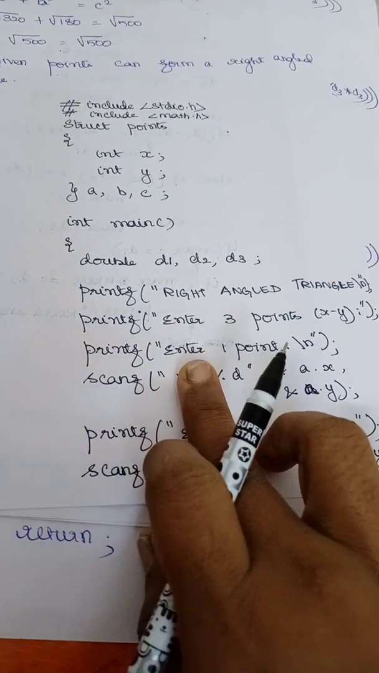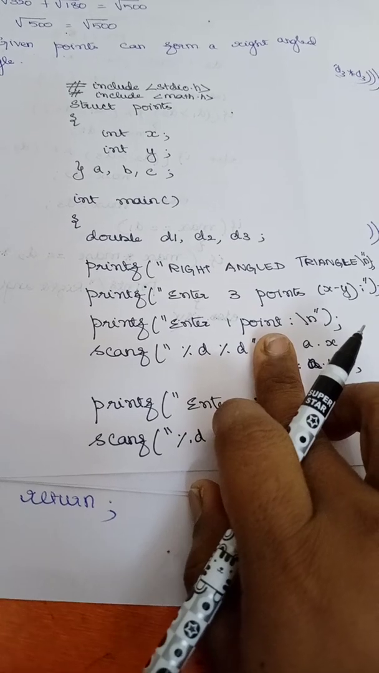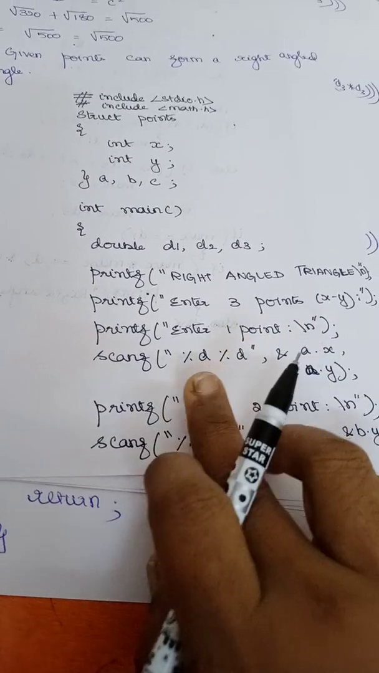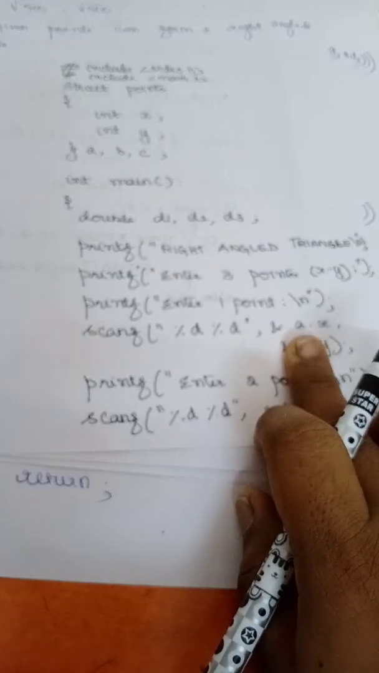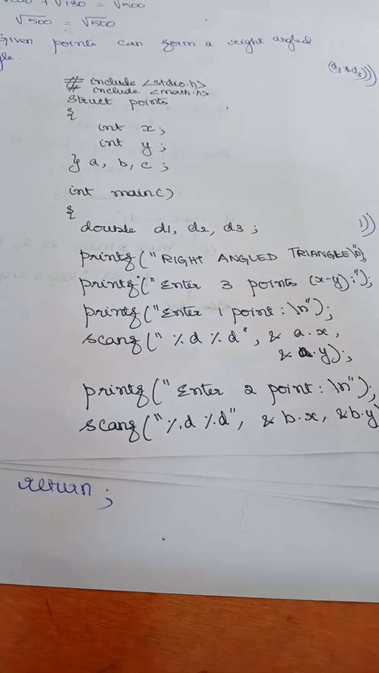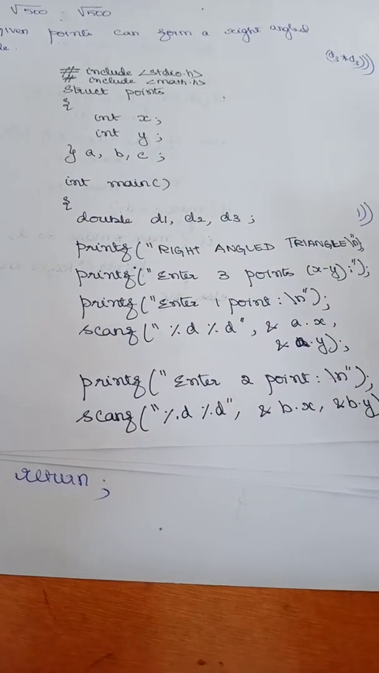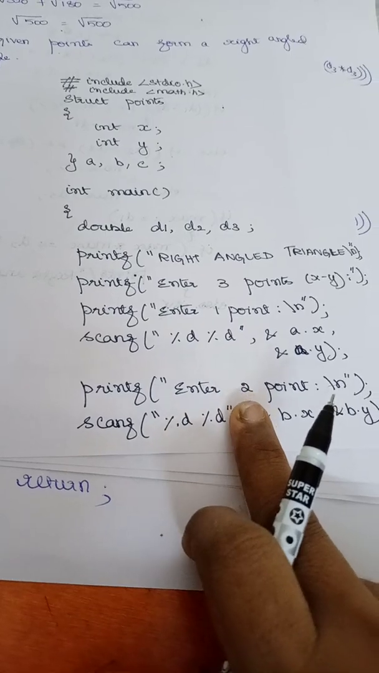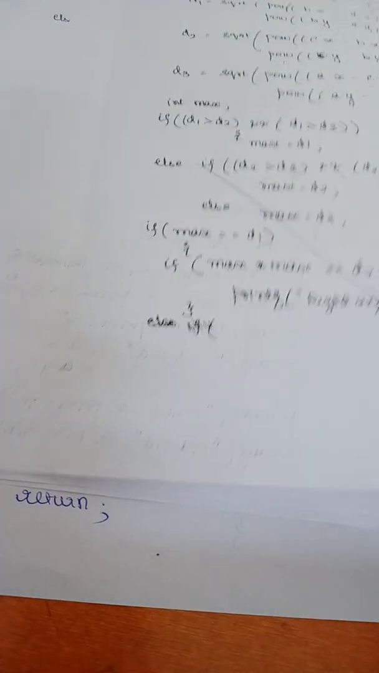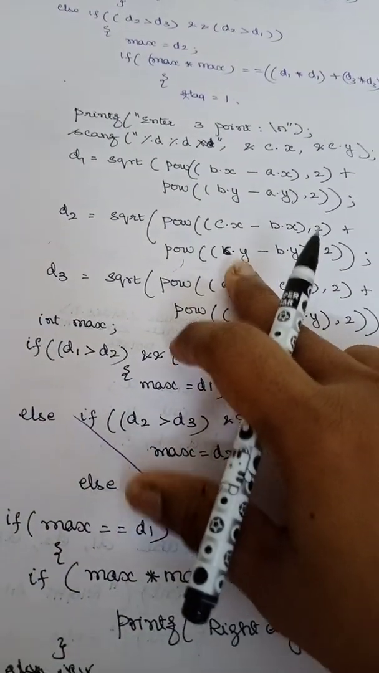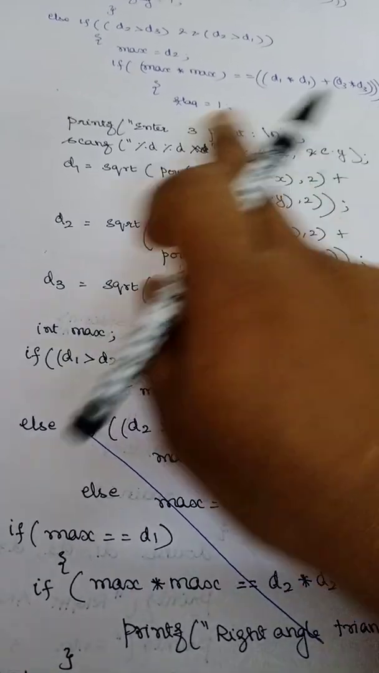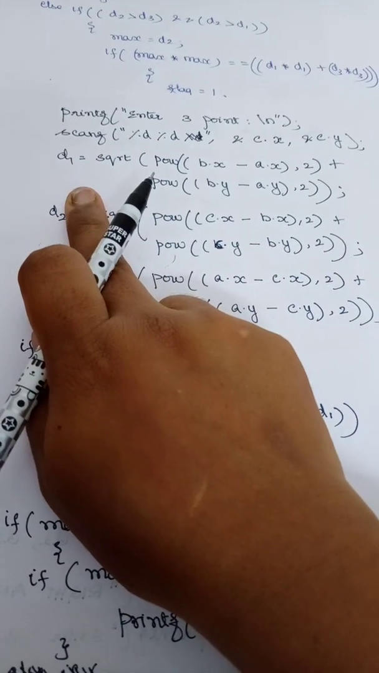Now printf, enter the first point. I am getting the input from the user for my first coordinate, first point, so that I am going to store it in a.x and a.y. For all the 3 points we need an x coordinate and a y coordinate. Similarly, for the second point, I am reading b.x, b.y. Similarly, for the third one, I am reading c.x and c.y, right?